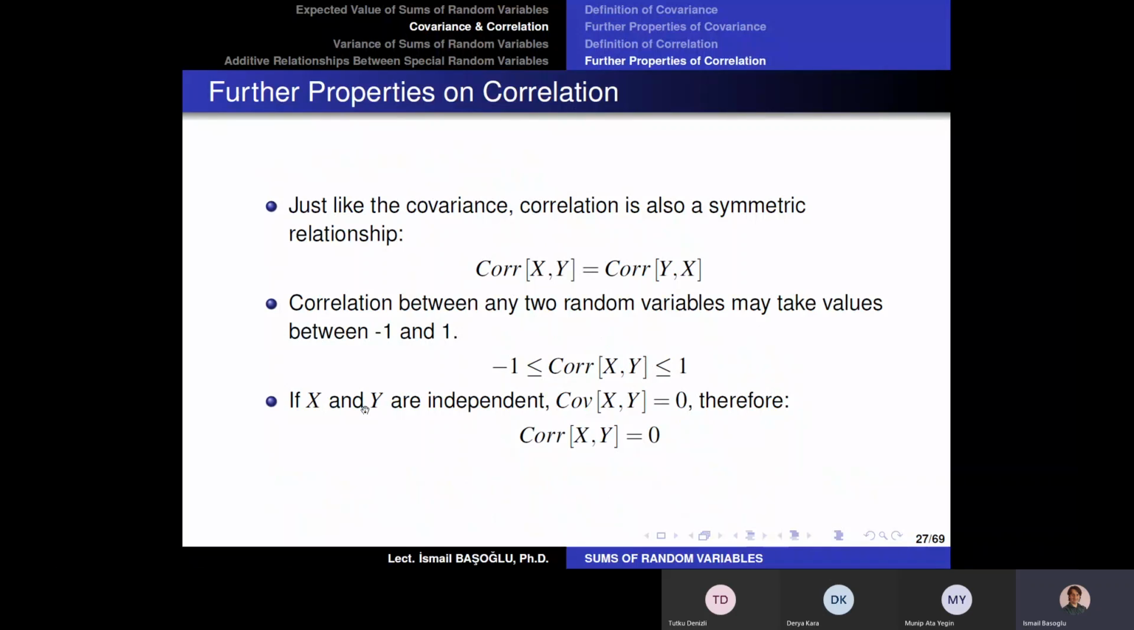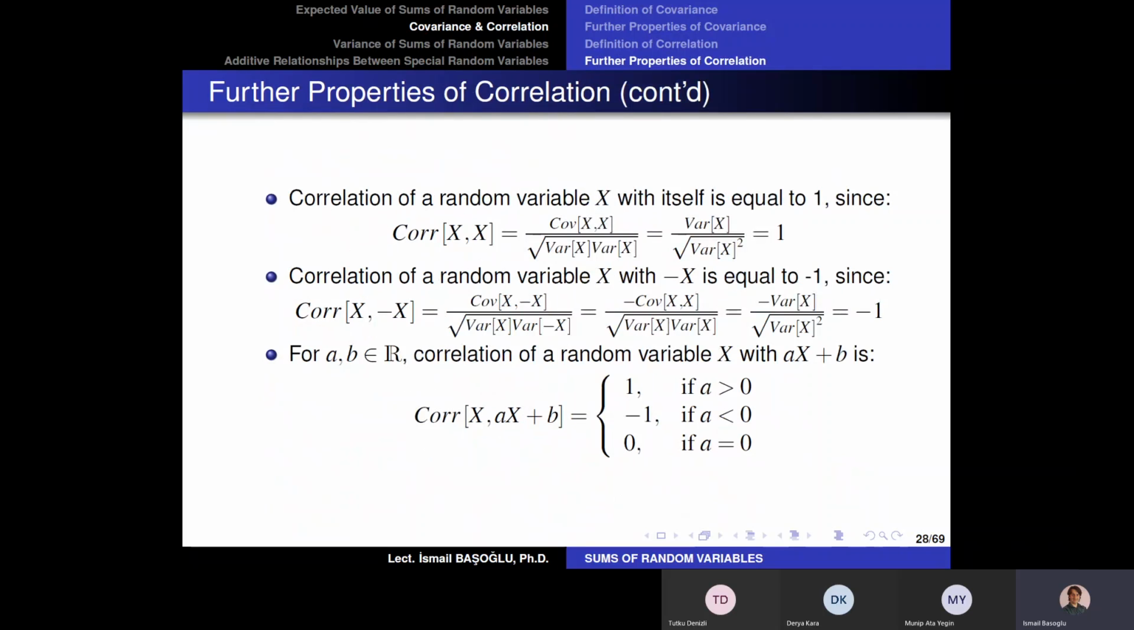And if x and y are independent, you know the covariance is going to be zero. And if the covariance is zero, the correlation is also going to be equal to zero. So when x and y are independent, the correlation will be zero. Or in other words, if the correlation between two random variables is zero, x and y are going to be independent. Now, again, let's answer this interesting question.